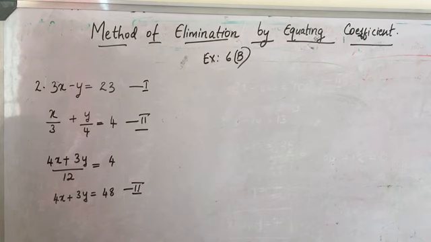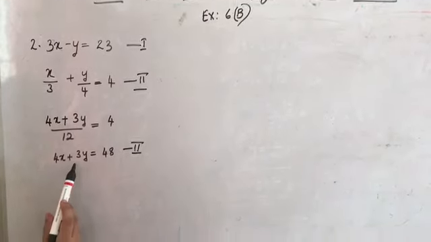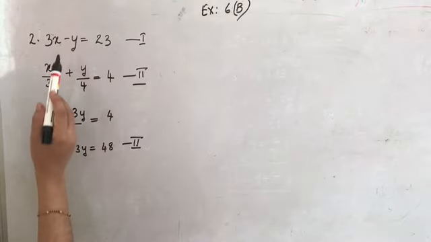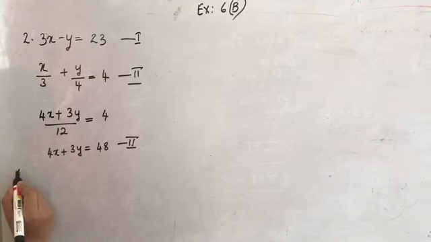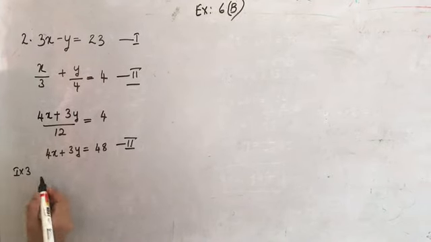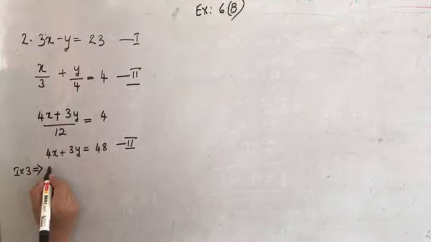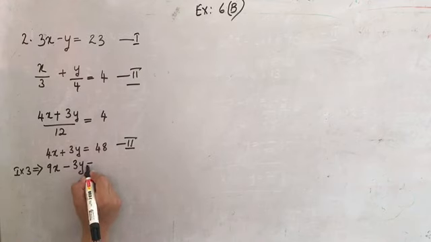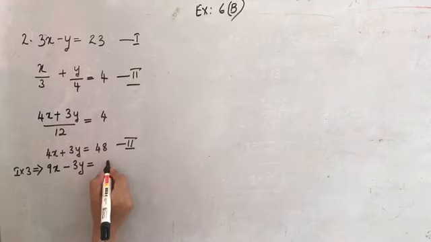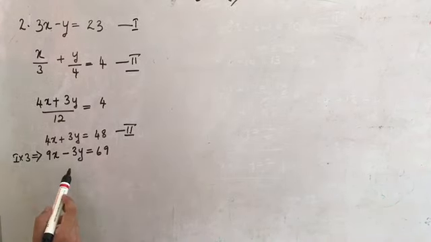So let us see. Here in the first equation you have 3x and minus y. In the second equation you have 4x and 3y. So in order to make the y coefficient equal, you have to only multiply the first equation by 3. Let the second equation remain the same. So when you multiply the first equation by 3, what do you get? 9x minus 3y equals 23 into 3, that is 69. Okay. So now you have plus 3y and minus 3y.